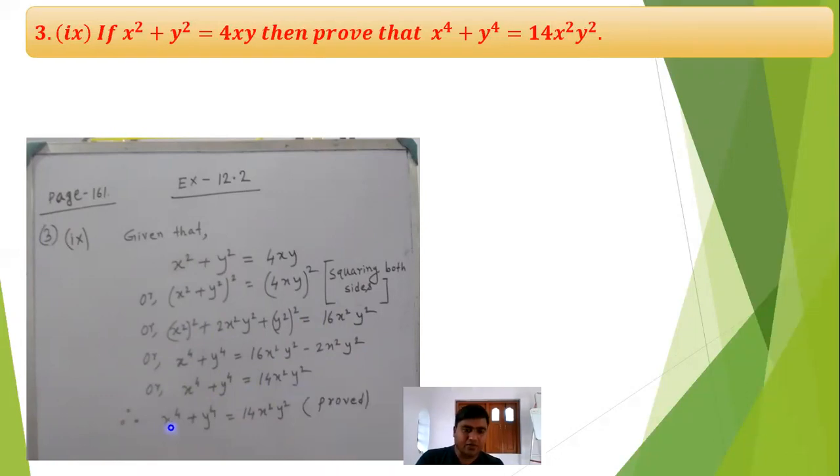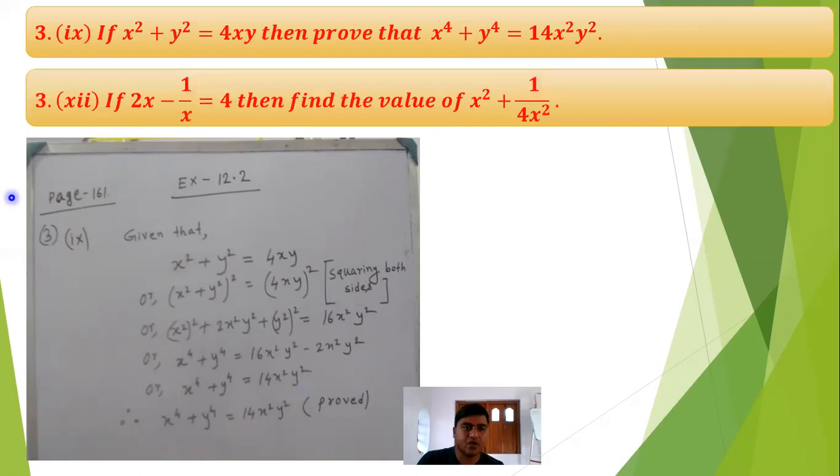So therefore x to the power 4 plus y to the power 4 is equal to 14 x square y square. Proved. Prove this: x to the power 4 plus y to the power 4 is 14 x square y square.